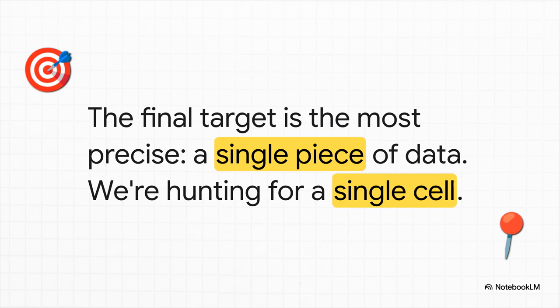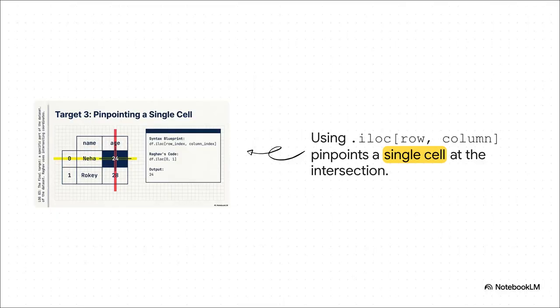The final target is the most precise one yet. The client doesn't need the whole record, just one tiny detail, the age of that first user. This time, we're hunting for one single cell. Raghav can actually use the same .iloc tool, but this time he's going to give it 2 coordinates, just like on a map. He needs the row index, then the column index. So the first user is in row 0, and the age column is the second one, which means it's at index 1. So df.iloc[0, 1] pinpoints that exact intersection, and the output is just the number 24, a perfect bullseye.